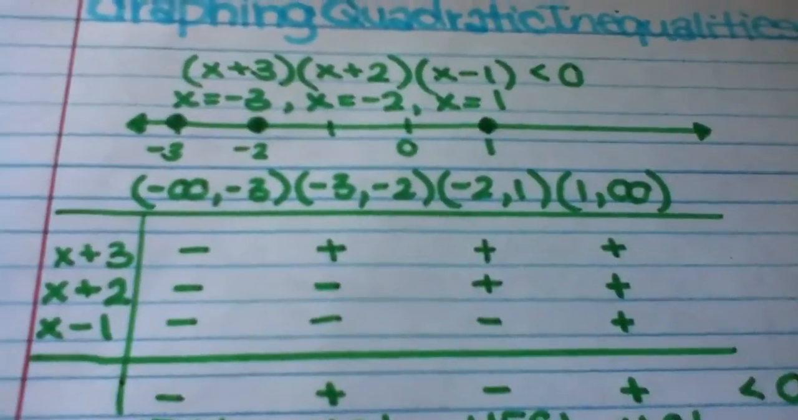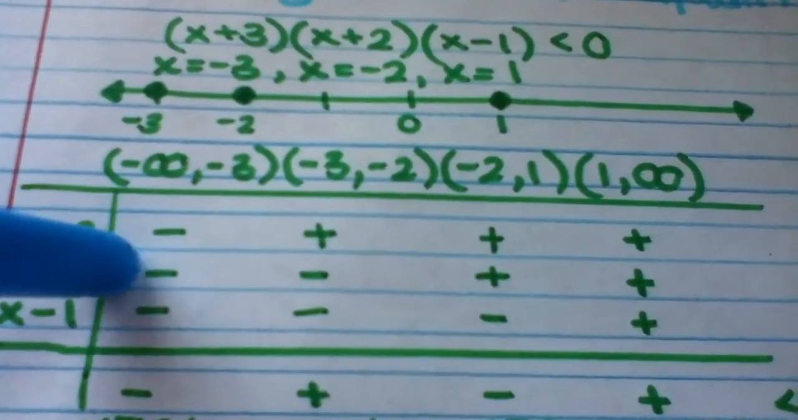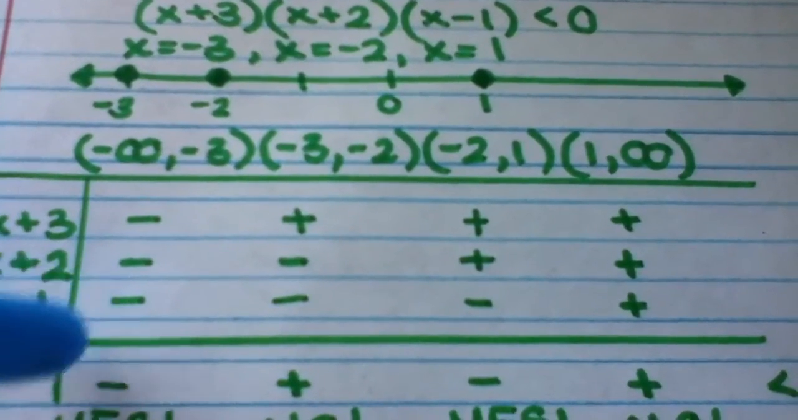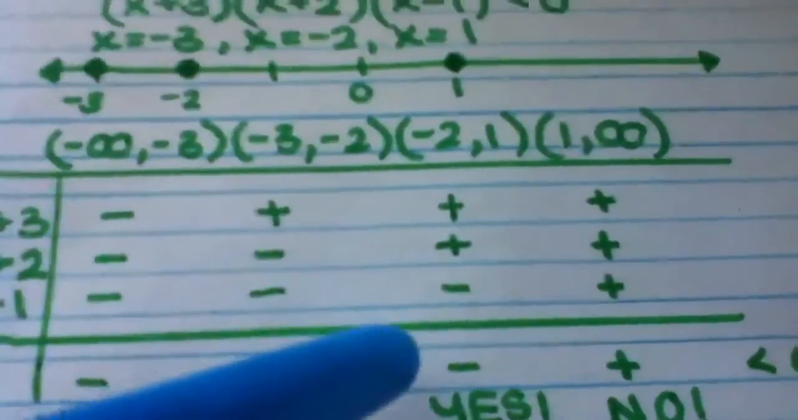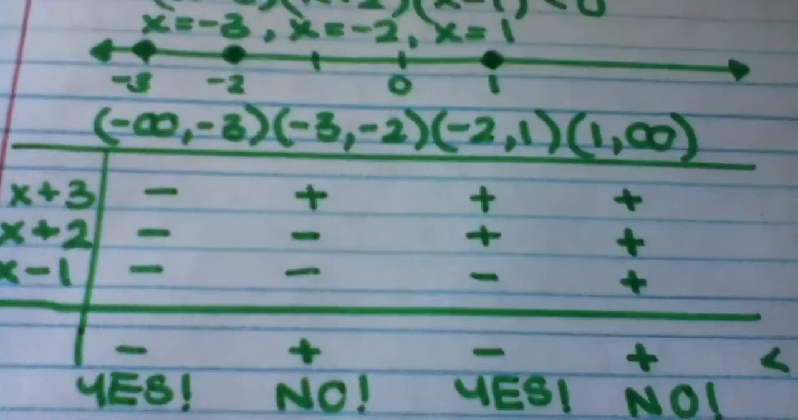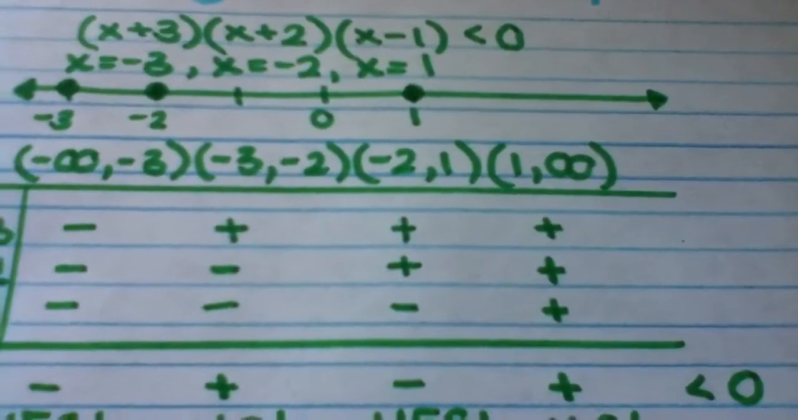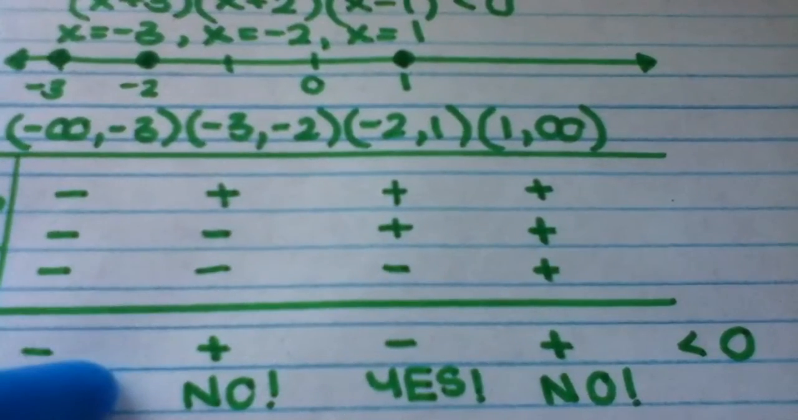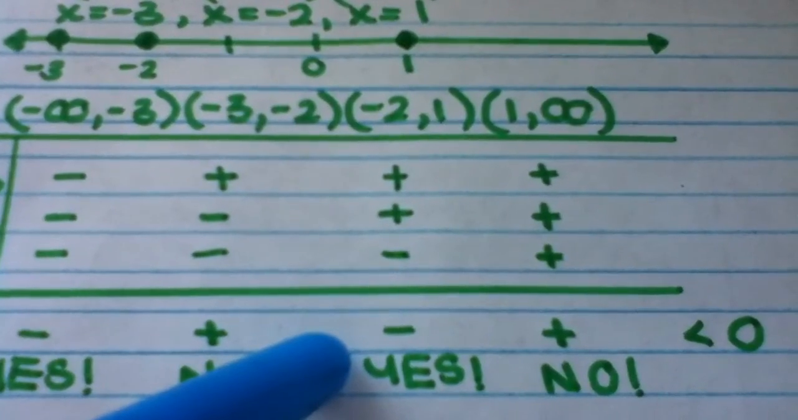If we multiply these, negative times negative is a positive, and a positive times a negative is a negative. So we get negative, positive, negative, and positive. Now we have to check which are less than 0. Negative is less than 0, so we put yes. Positive is not less than 0, so we put no. Negative is less than 0, and positive is not.